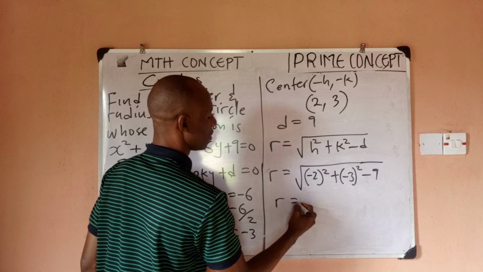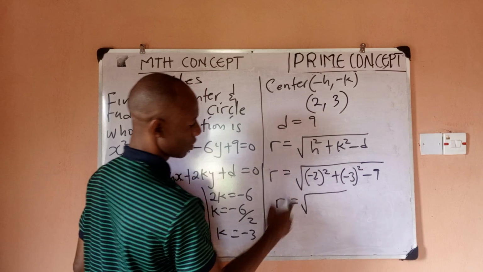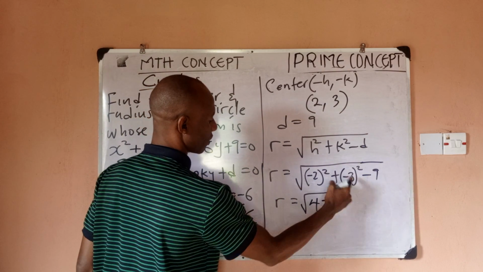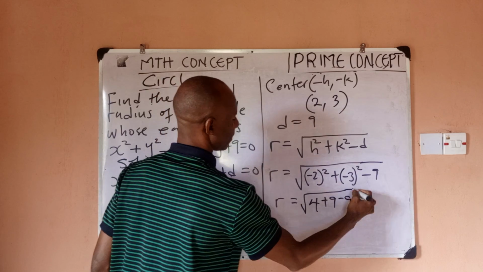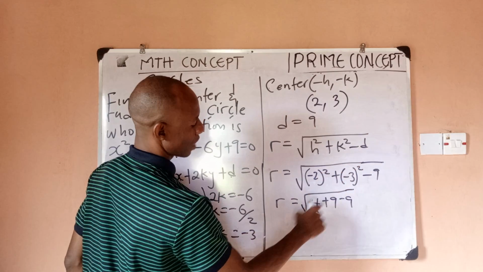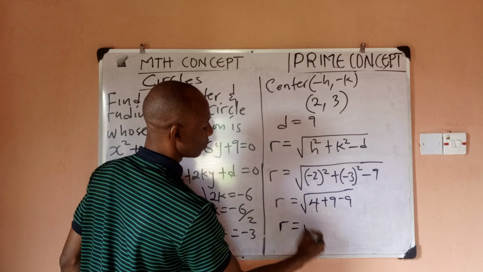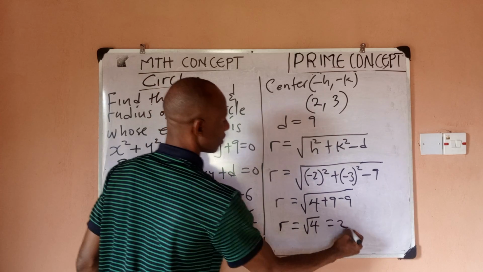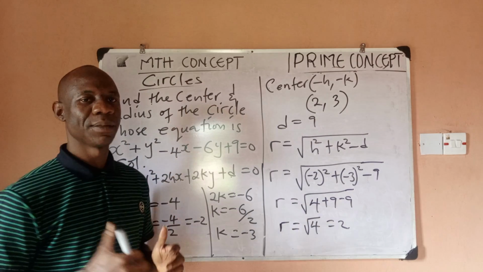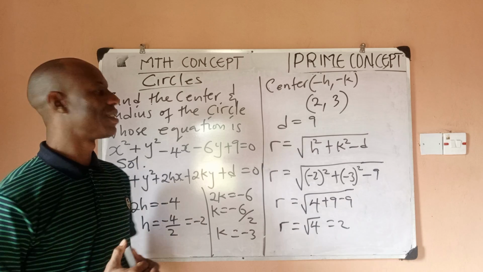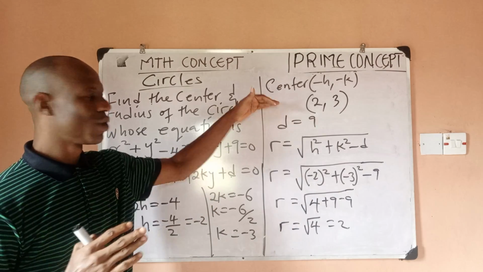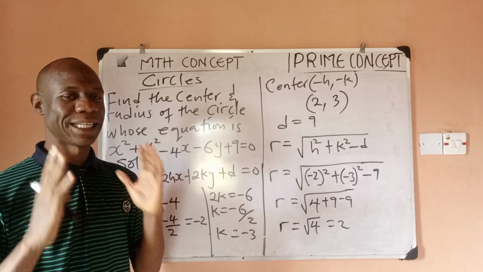So that my radius becomes square root of 4 plus 9 minus 9. 9 minus 9 would go, I'll be left with 4. So r becomes square root of 4, which is 2. So with this, we've gotten the same answer we got using the completing the square method. So you would choose which of the two methods is easier and better for you.